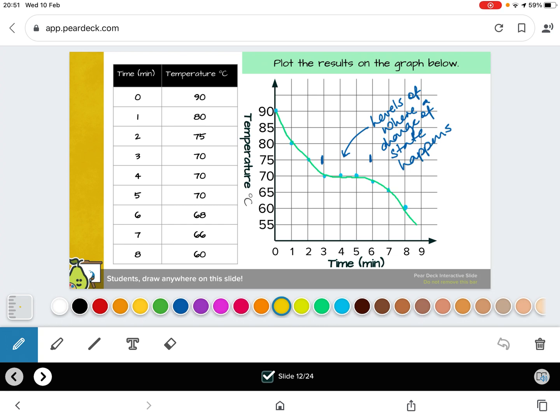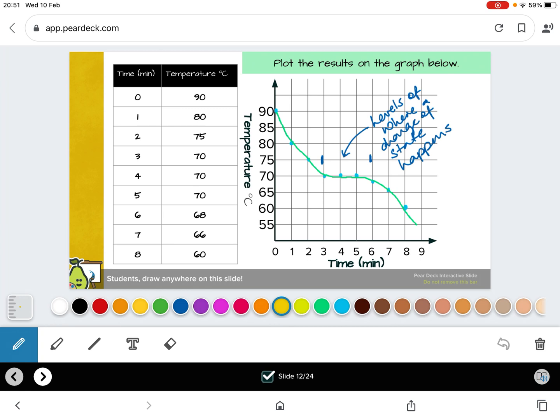I asked you then to plot the results from my experiment on a graph. It wasn't all of the results, but it showed the part where the change of state was taking place. Pretty much all of you plotted these points without a problem, but no one remembered the line of best fit, or the curve, in this case, the curve of best fit.